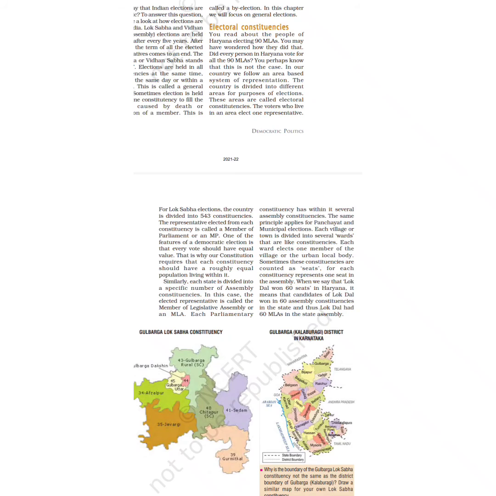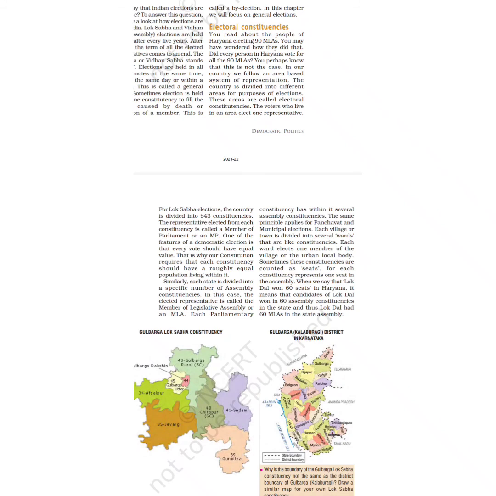Sometimes these constituencies are counted as seats, for each constituency represents one seat in the assembly. So sometimes the constituency, the place where the elections take place, is counted as one seat. Furthermore, class, each constituency represents one seat in the assembly, so it is also divided by area. Each constituency is sometimes called one seat.